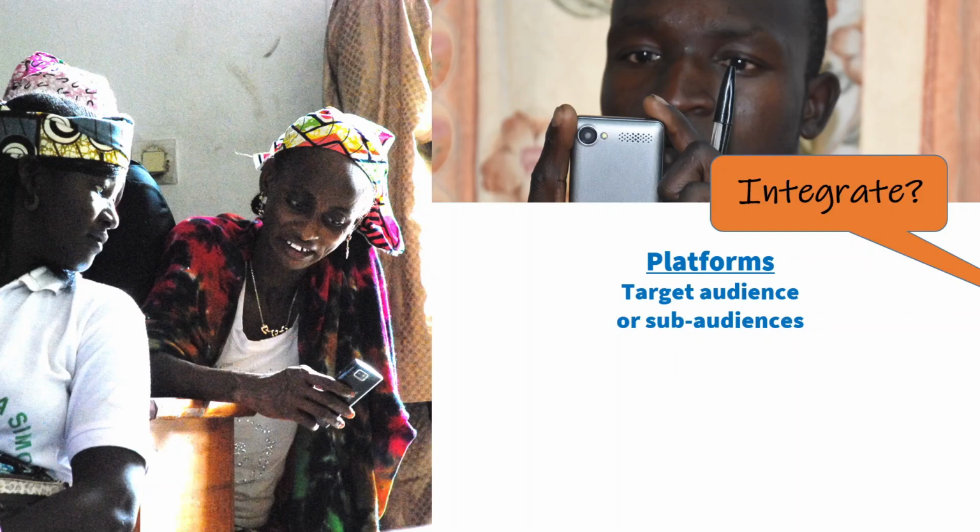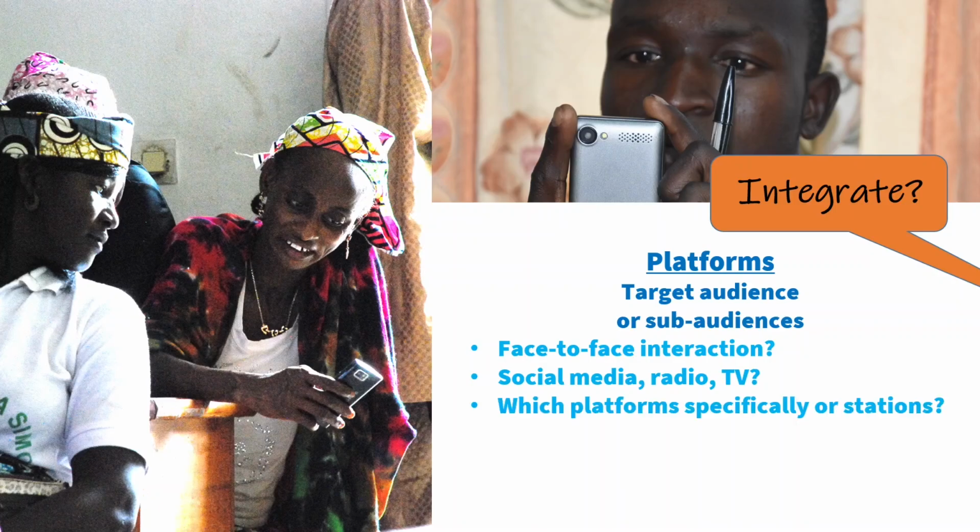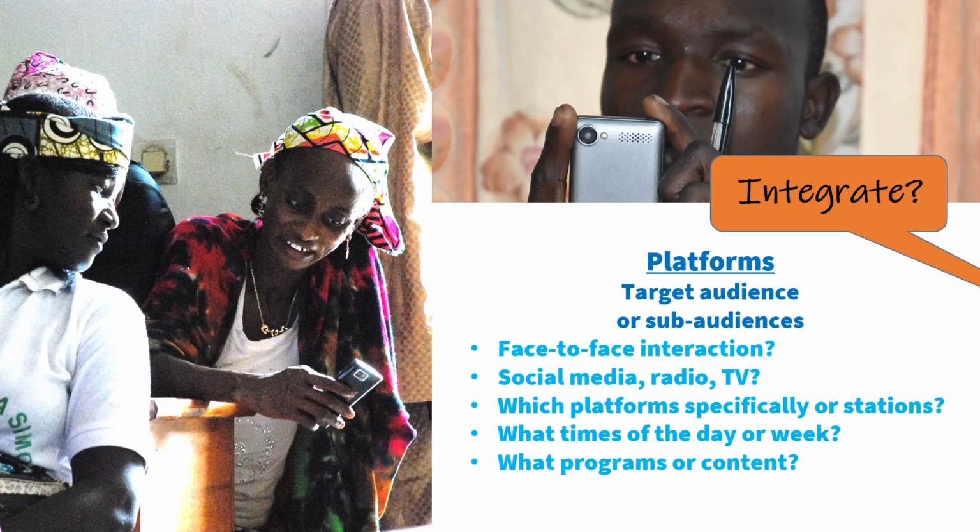The Integrate into media habits question, on the other hand, looks at the media habits of end users to understand their current ways of using communication platforms. This includes questions like, does the target audience or any of its subgroups use face-to-face interaction, social media, radio, television, or a combination of these platforms? What social media platforms, radio, or television stations do they use? What times of the day or week do they use these platforms, and what type of program, content, or interaction are they drawn to? What is their motivation for using these media?